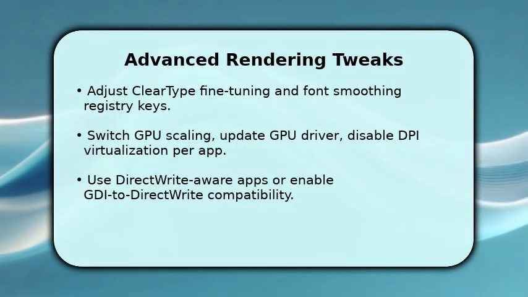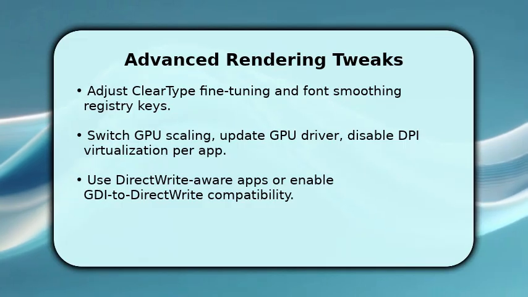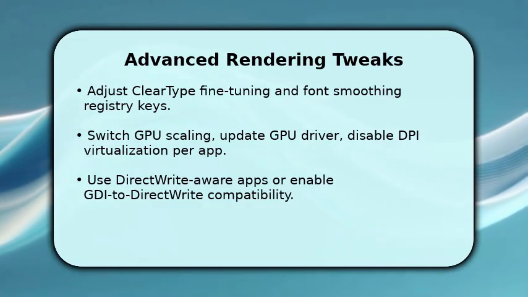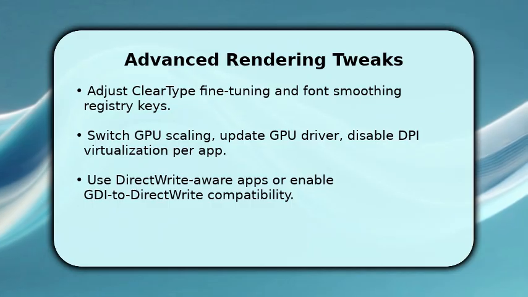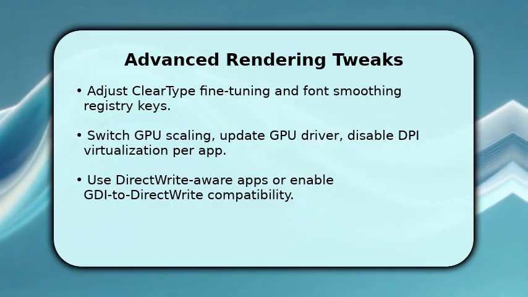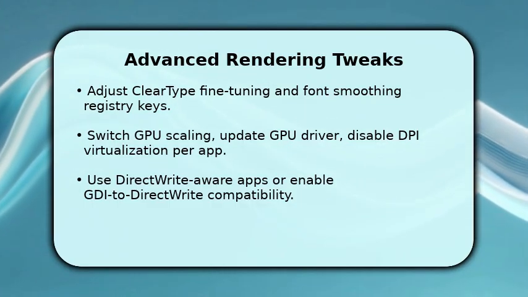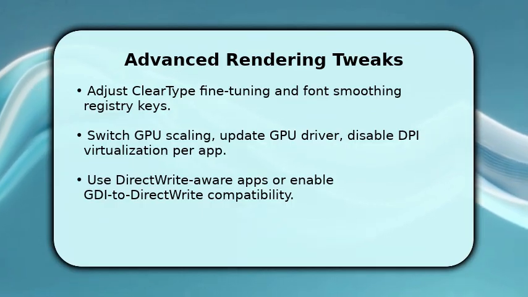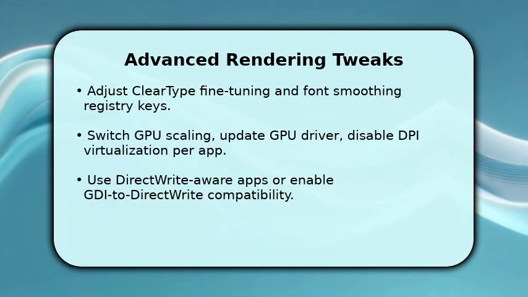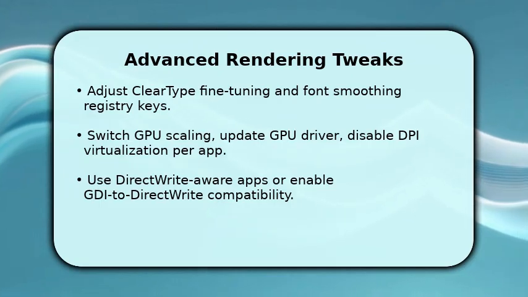Now you move into detailed rendering controls. First, use the ClearType tuner again and verify registry keys like FontSmoothingType and enable font smoothing are correctly set to enable ClearType and subpixel rendering. Once done, update your GPU driver and disable GPU scaling options that can rasterize text.